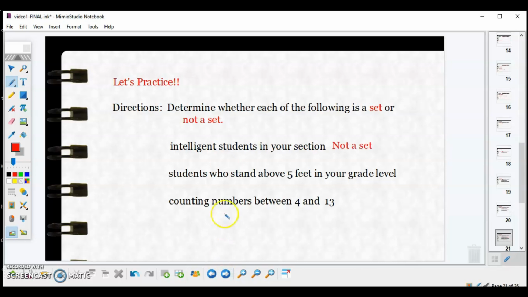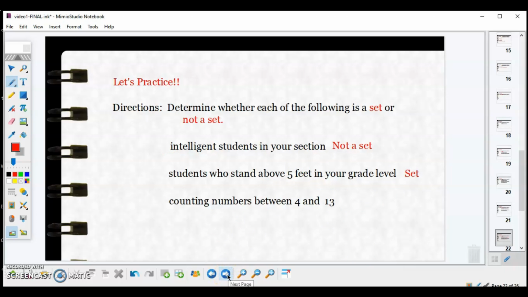So let's have it. The first one is not a set simply because the word intelligent, the modifier intelligent, may have a number of definitions. You have different meanings. It is not specific. So that makes this given not a set. Next, who stand above 5 feet. There is a part of the given condition that states a specific definition. So we can identify the elements of this set because it has a specific definition. Those who stand above 5 feet. Okay, and so it's a set.